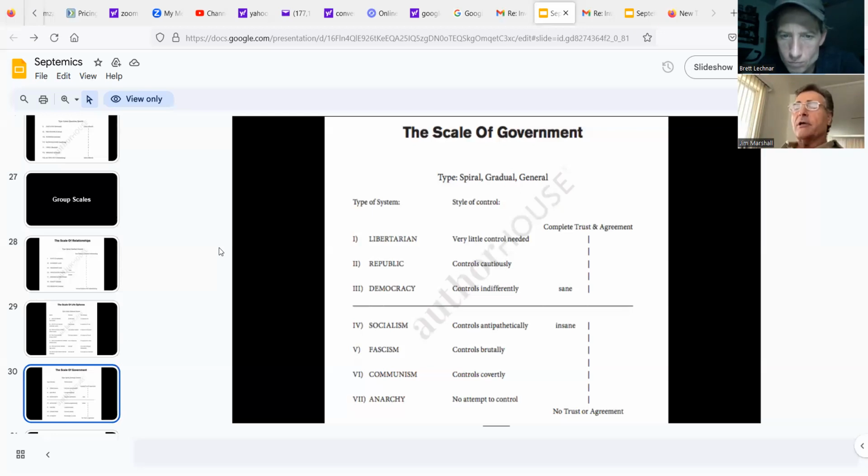Okay, now let's look at the axis here, the dotted line on the right. At the top, you have complete trust and agreement. The only people who can have a libertarian government are people who have complete trust and agreement. How many of those people are there? Very few, yes. That's why, with libertarianism, there are no libertarian governments on earth.